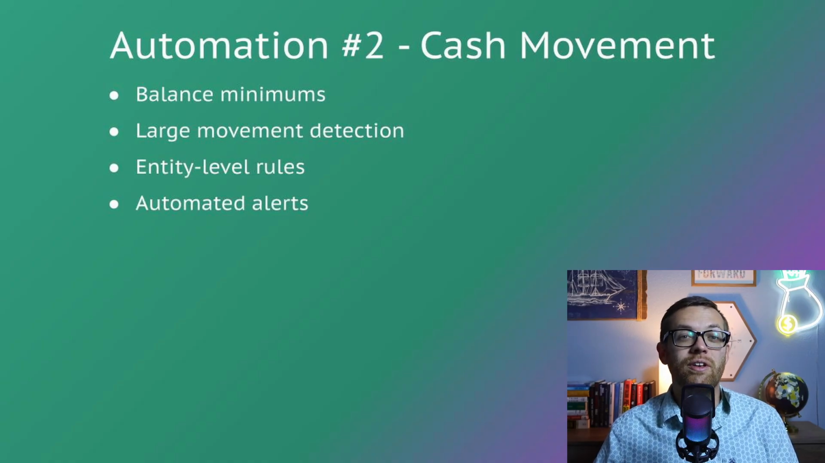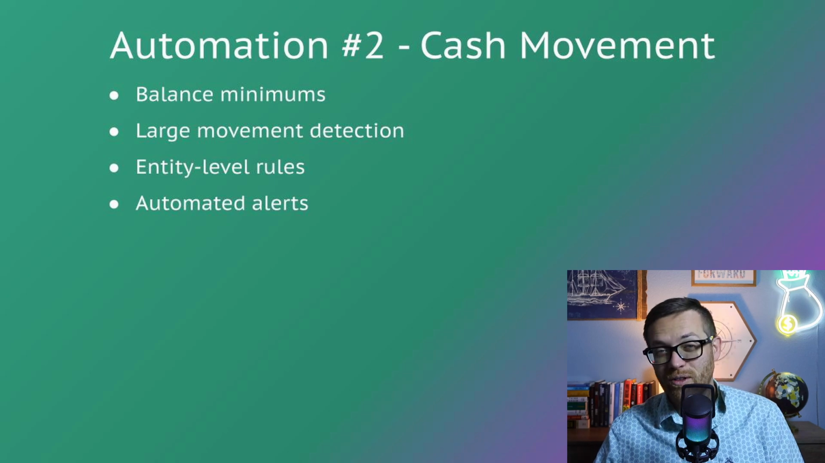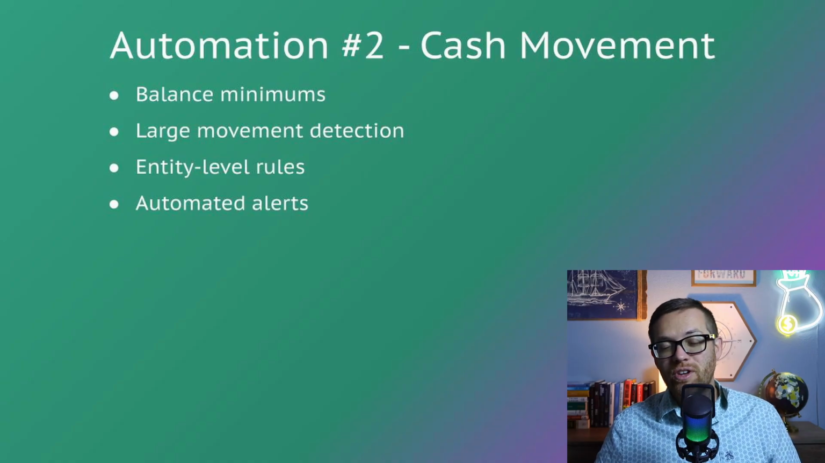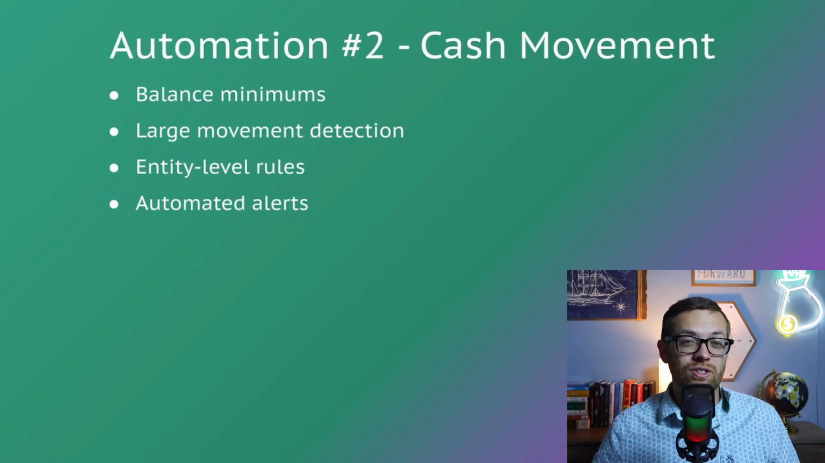Next, you're going to build a cash movement alert so that instead of discovering issues after the fact, the automation will continuously monitor balances and accounts and movements, and it will notify you when something crosses a threshold or looks unusual. This will pull you in only when attention is actually required.